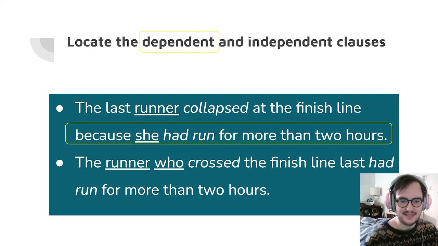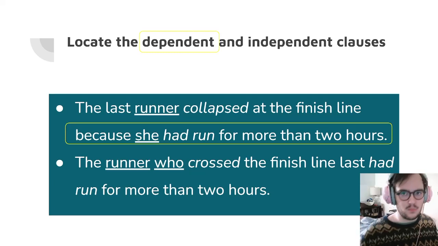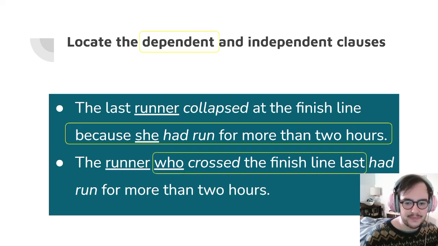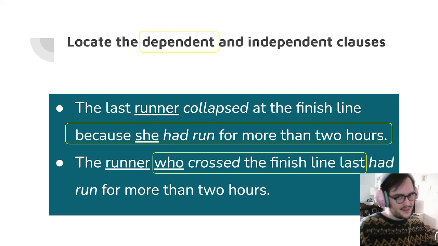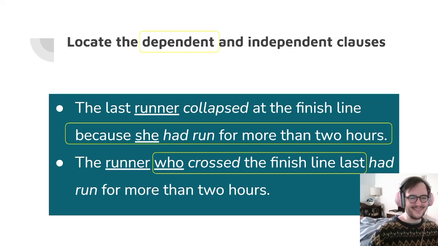The dependent clause is because she had run for more than 2 hours. We know that that can't stay on its own with the because. Because she had run for more than 2 hours, we want to hear more. We need to hear more. We don't understand. That's not a finished sentence. What about the second one? It's a little more difficult. Who crossed the finish line last? The runner who had crossed the finish line last had run for more than 2 hours. A little difficult there. I hope you caught it.